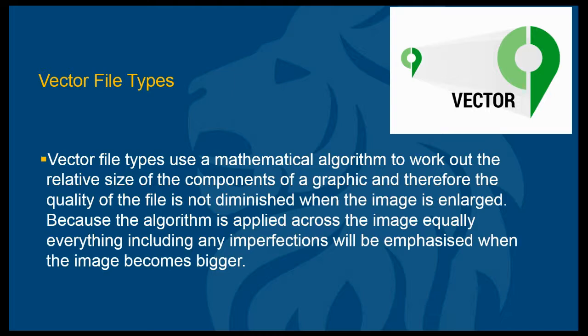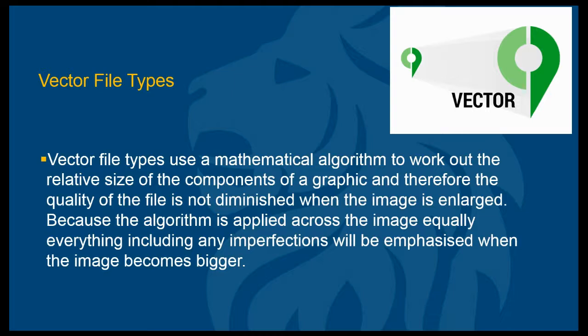Vector file types, on the other hand, do not use any trickery. They just use simple lines and curves, and they also use a mathematical algorithm to do any scaling. This is one of their major advantages over rasters. If you've got a vector image, as you can see here, the smaller one is nice and clear. The big one, as soon as you make it any bigger, is still entirely clear. That's because that mathematical algorithm is applied across the image equally, including any imperfections.